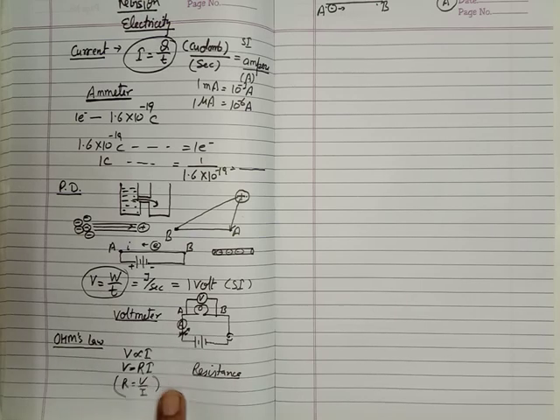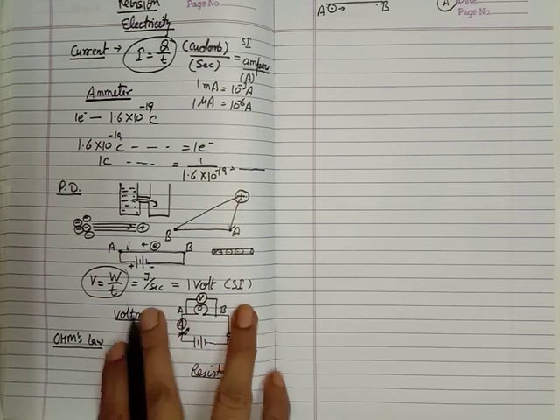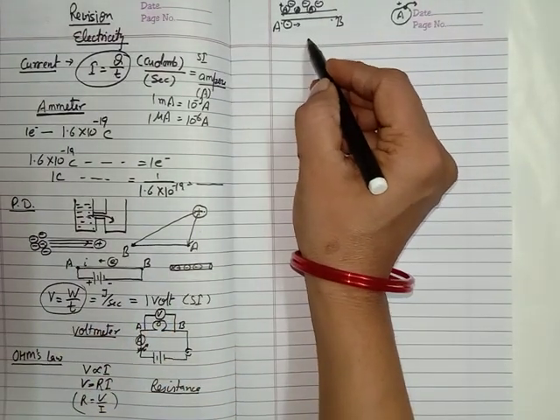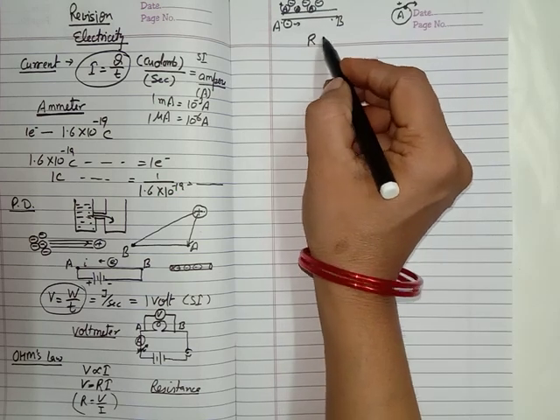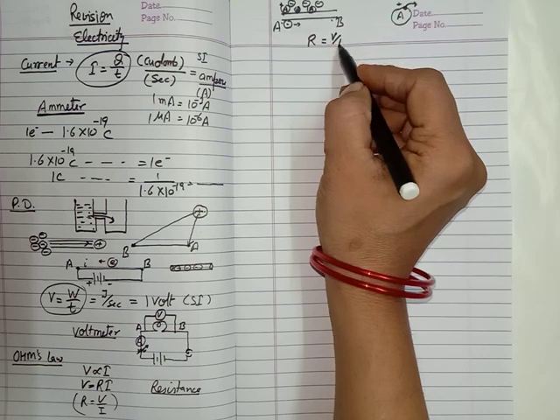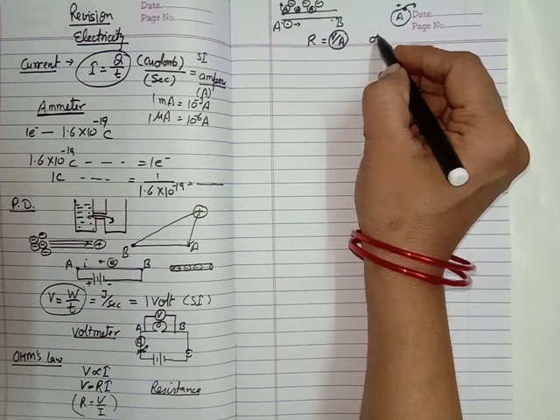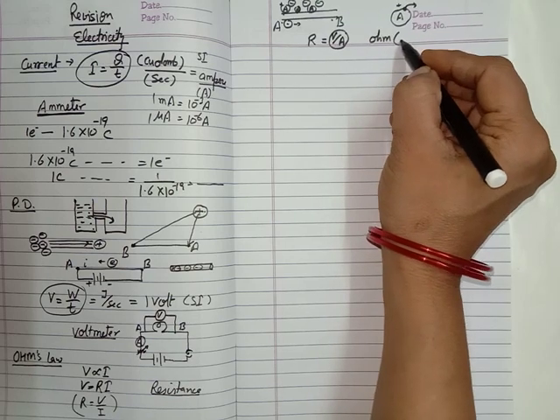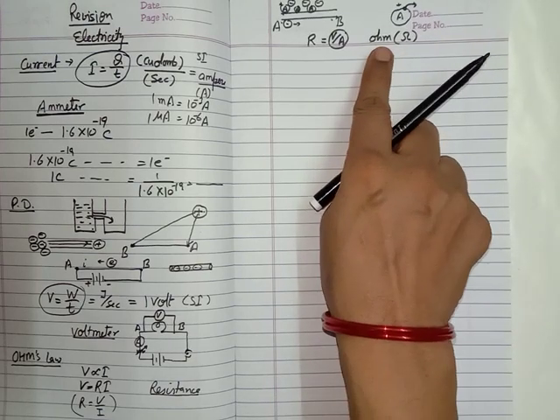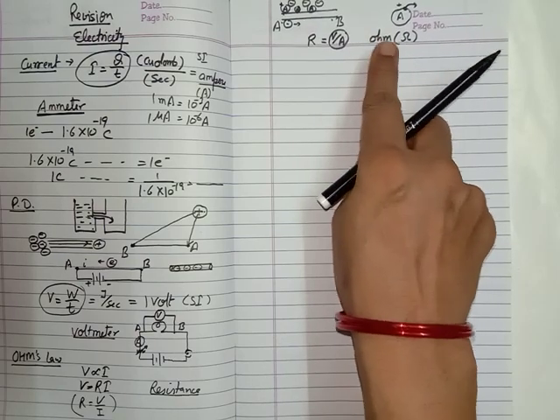At a constant temperature, for a given wire, the value of R does not change. This is about the resistance. We represent the resistance by the symbol R. The SI unit of R should be volt per ampere, since potential difference is in volts and current in amperes, or we can say it is the ohm. We represent it by this symbol like the headphones. The SI unit of resistance is ohm.